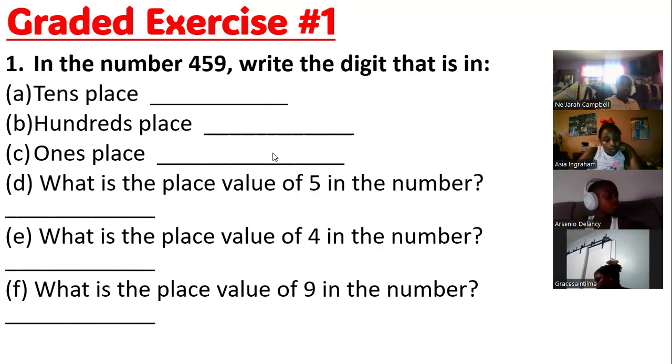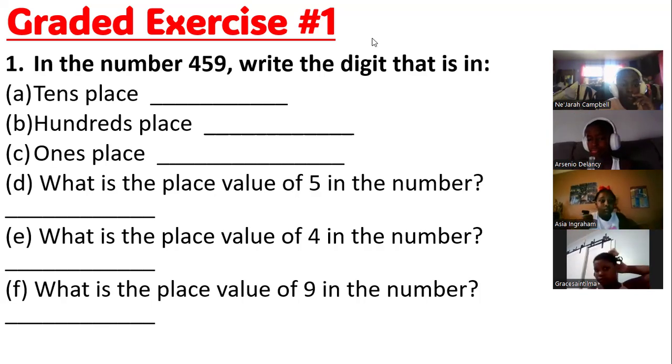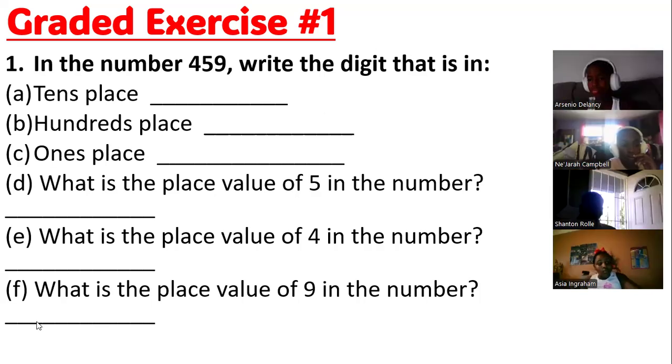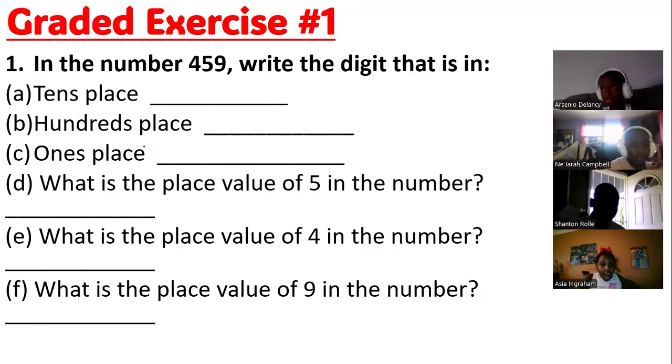Okay, good. All right, stop what you're doing and let's answer these questions. So it says in the number 459, write the digit that is in the tens place. So what digit is in the tens place? What do we have for that one? 5. 5, good. Very good.